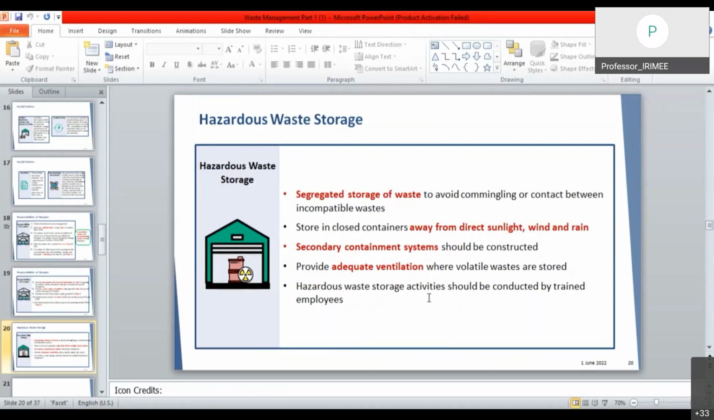Hazardous waste storage activities should be conducted by trained employees. Whichever employees carry out hazardous waste storage, they should be trained so that they are aware of the safety hazards related with these items.